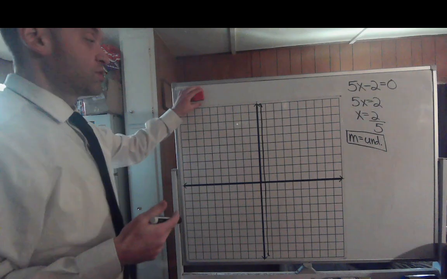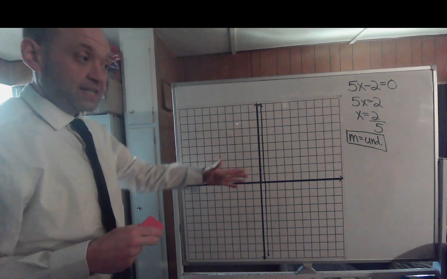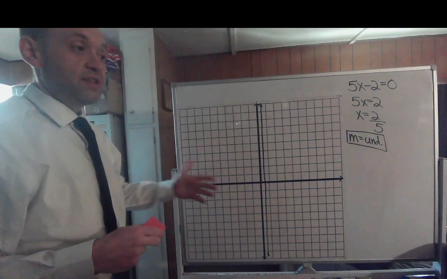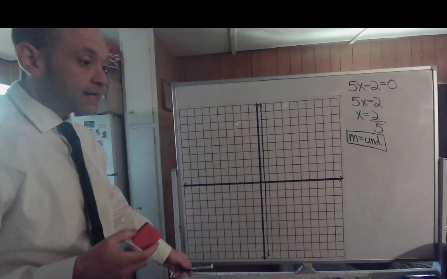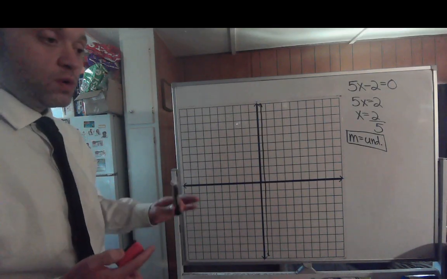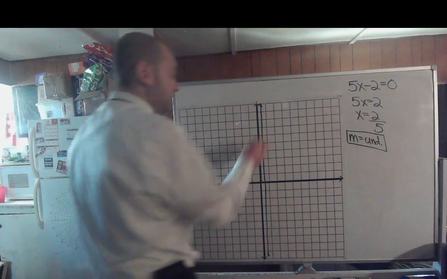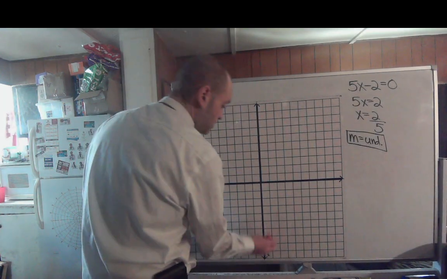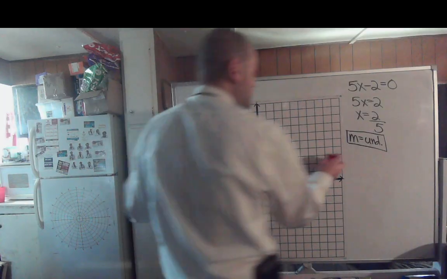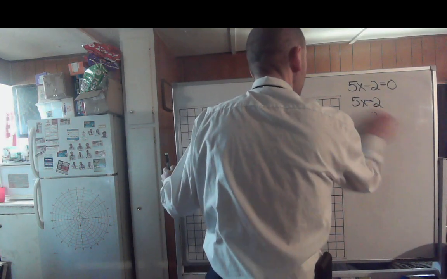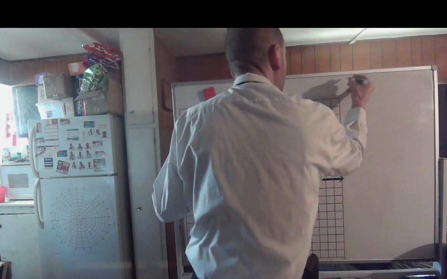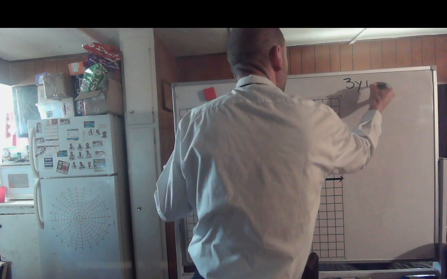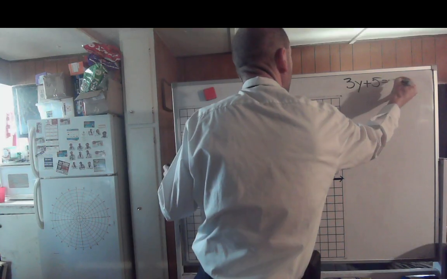If you have a vertical line, unless it's x equals 0, that would be the only time you have a y-intercept, because it would just be the entire y-axis, but there is no y-intercept in this case. As you see, it doesn't cross the y-axis. All right, then on the flip side, what if we had 3y plus 5 equals 0?